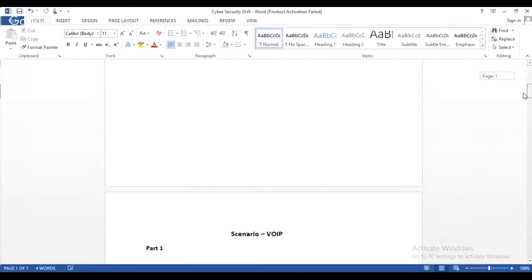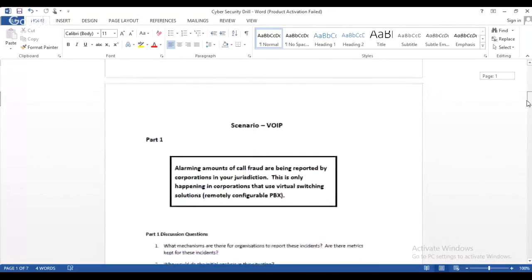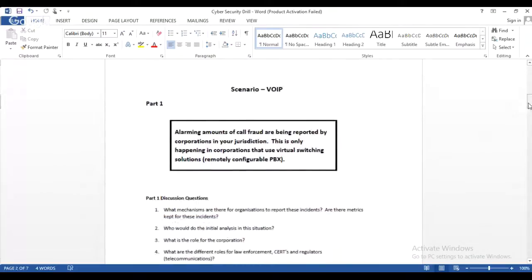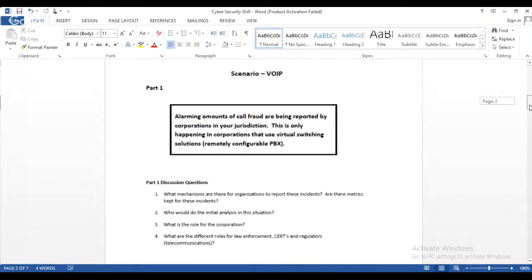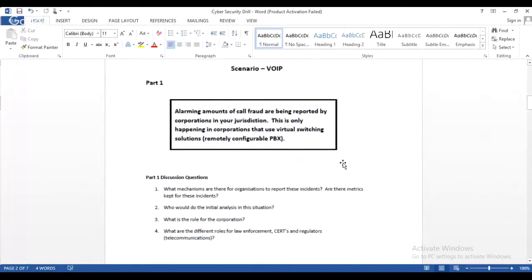So let's move on. As the first scenario, you can see it's about VoIP. In the first part, they mention that alarming amounts of call fraud are being reported by corporations in your jurisdictions. This is only happening in corporations that use virtual switching solutions. These are the questions that they have raised. Malith will answer the first question.